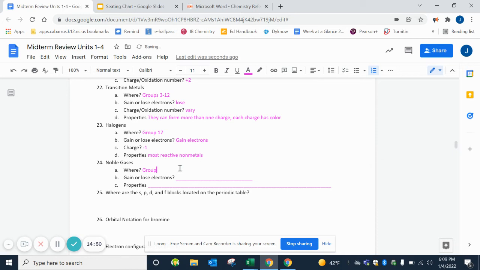Noble gases are group 18. They do neither gain nor lose because they're already stable, which is what their big property is. They're stable, they're non-reactive, and remember that fancy word, inert, for non-reactive.